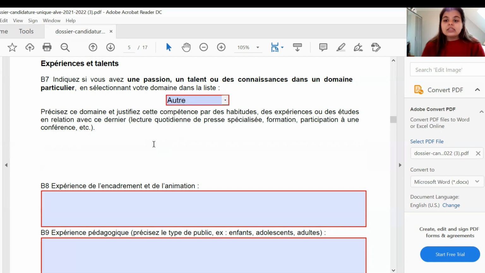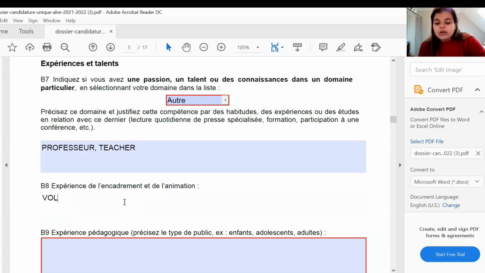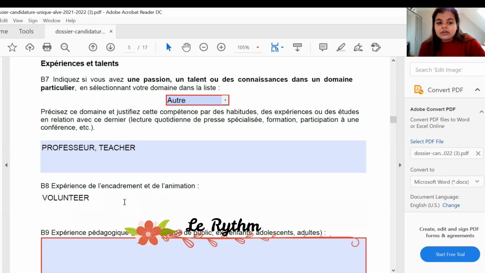So in the first case, you write about any experience, any habits, anything which is related to this thing. You explain what you did. For example, if I write professor or enseignant, that means a teacher, then I write something about that, why I want to be a teacher, or maybe something that I did before. Okay, because if you have passion, you must have done something before. Then you write that. Next is your volunteer and extracurricular activities, as we say.